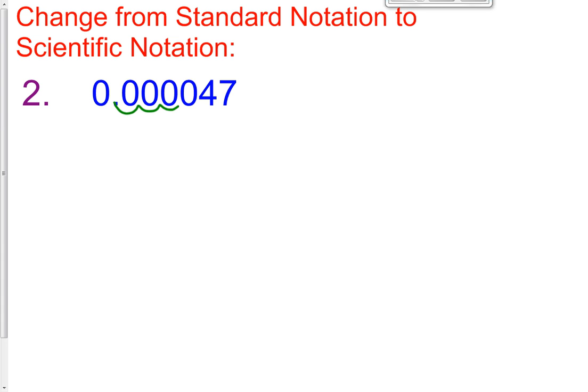1, 2, 3, 4, 5. I need to have one non-zero digit to the left of my decimal point, and there it is, 4. So this is the same thing as 4.7 multiplied by 10 raised to the, I moved it 5 spots, and if I move it to the right, it's going to be a negative. So 4.7 times 10 to the negative 5th.